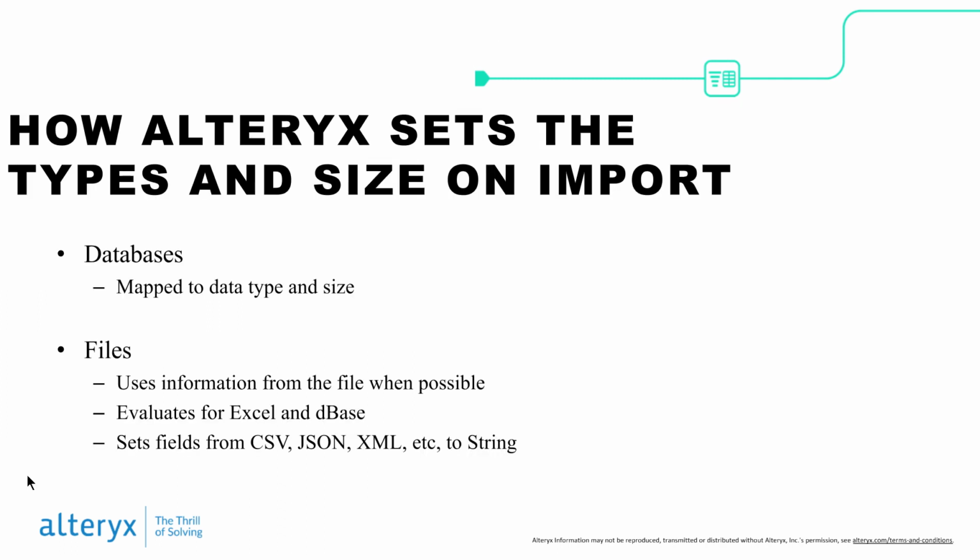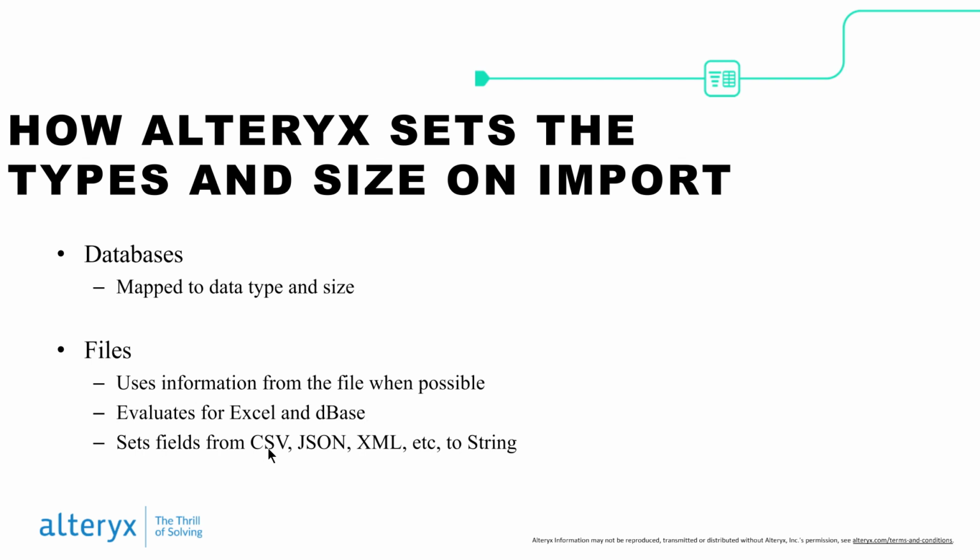So now we're going to talk about how Designer treats your data when it's imported. If data is coming from a database, databases usually have data types already assigned. So Alteryx will attempt to read that metadata in and assign the appropriate data type accordingly. Certain files also have metadata that contains data type in it. So Excel and DBase, if data types have already been specified in those files, Designer will read them in appropriately.